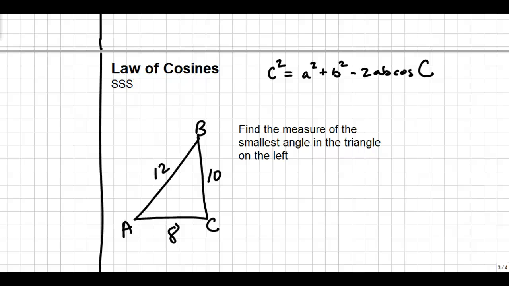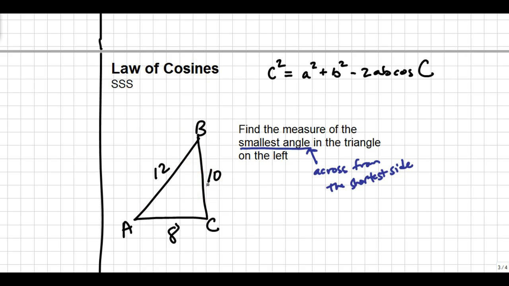There's one other piece to this question that I want to touch on. It does say find the measure of the smallest angle in the triangle. The smallest angle is always going to be, this is from geometry, across from the shortest side. Now that's true on any triangle, not just on this particular one. It also works if you deal with the largest angle. The largest angle is going to be across from the longest side.